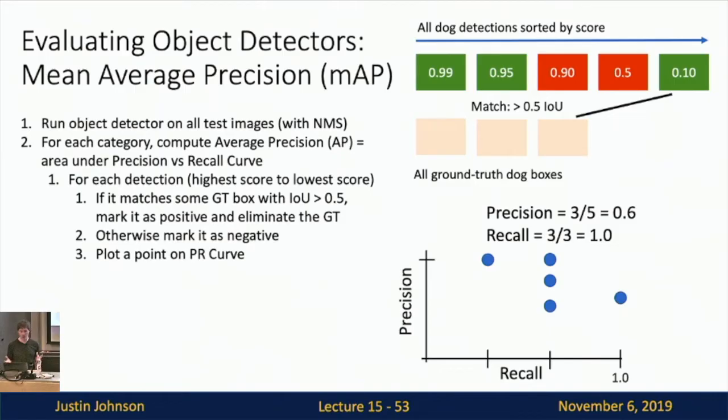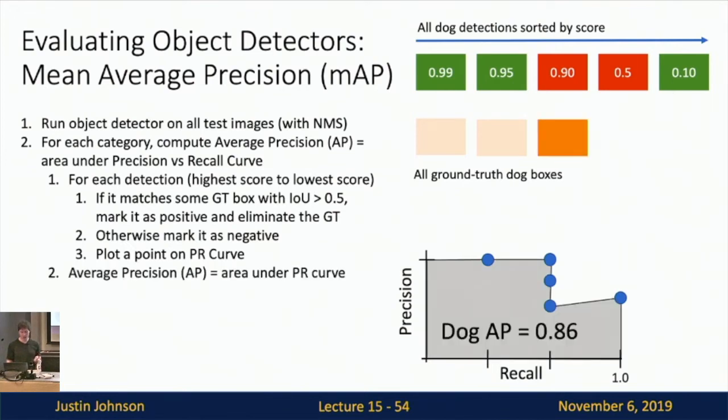So for this final one, our precision is 3 out of 5, because of the 5 detections, we consider 3 of them as true positives. And our recall is 100% because we hit all of the ground truth regions. Once we plot all of these points on the precision recall curve, we can plot the full curve and then compute the area under that curve.